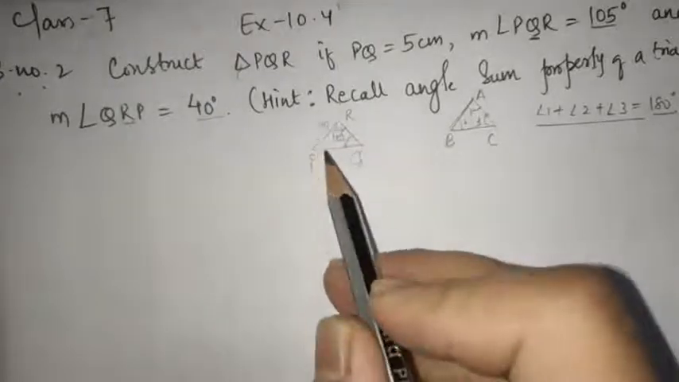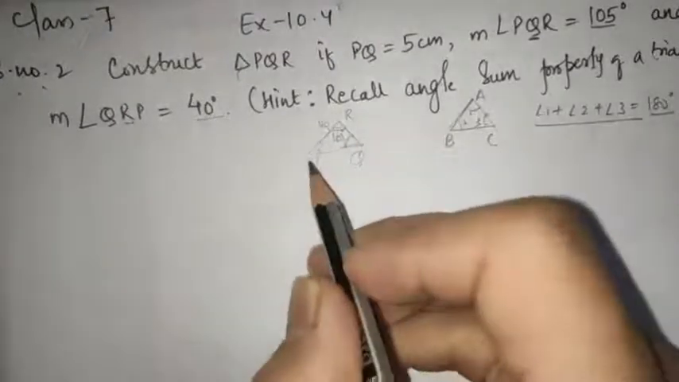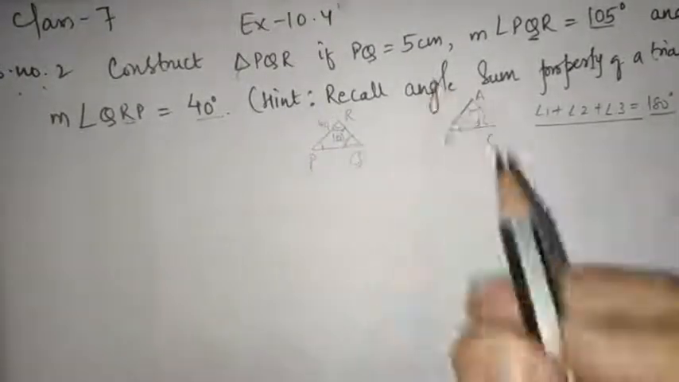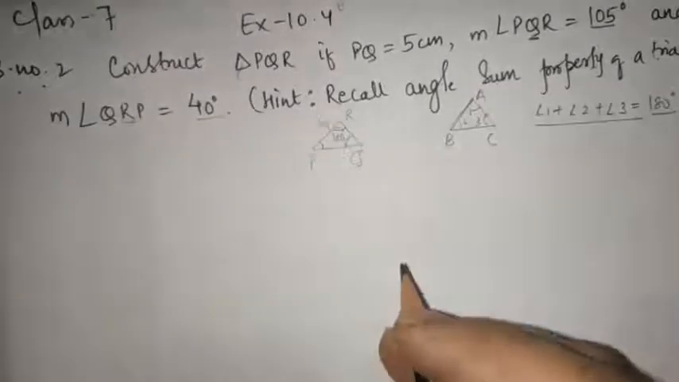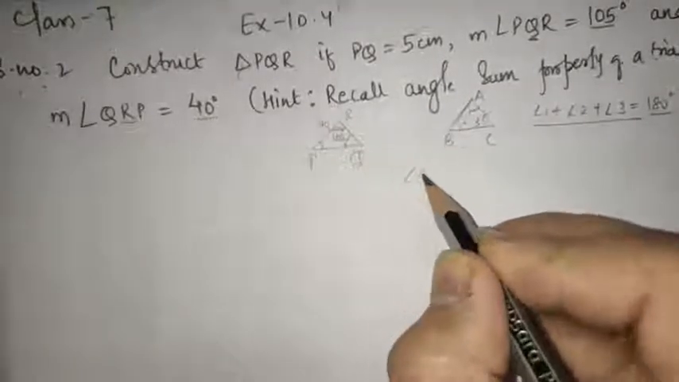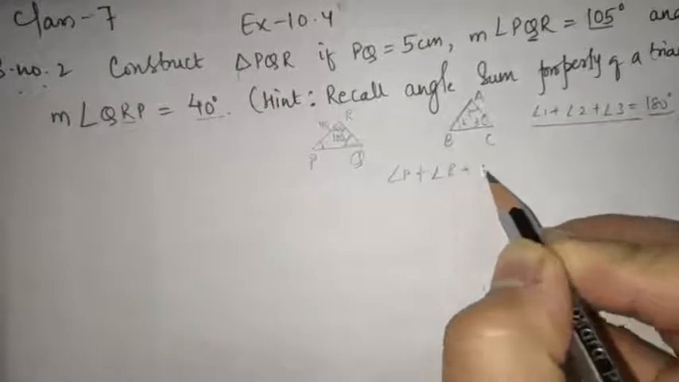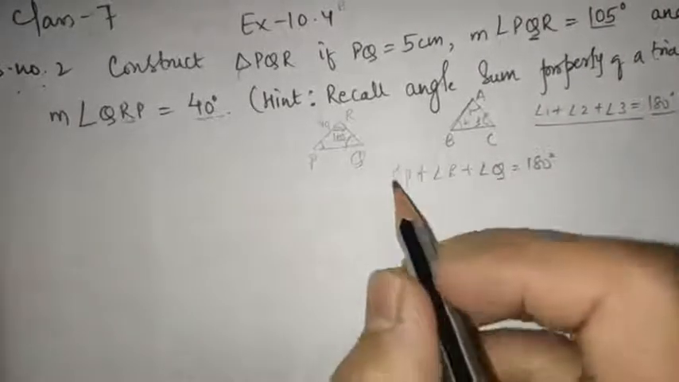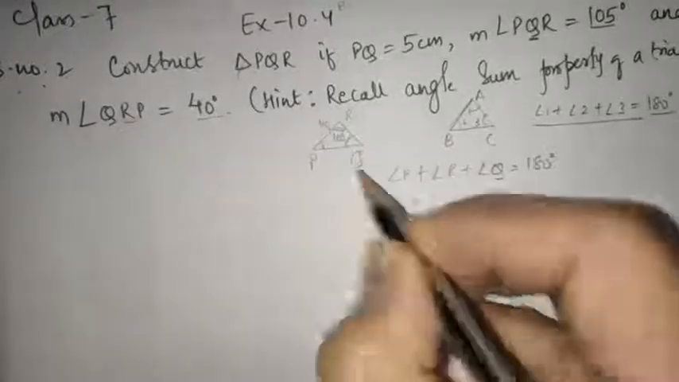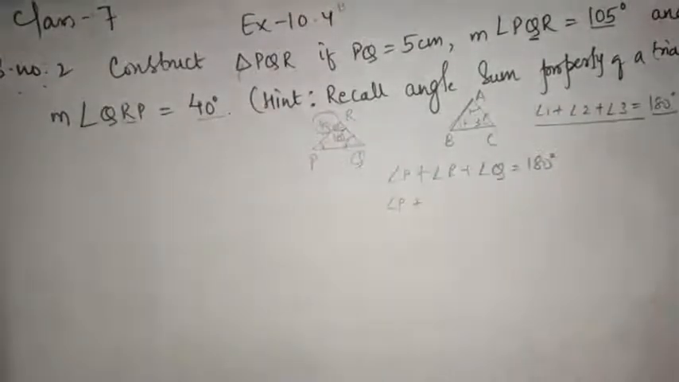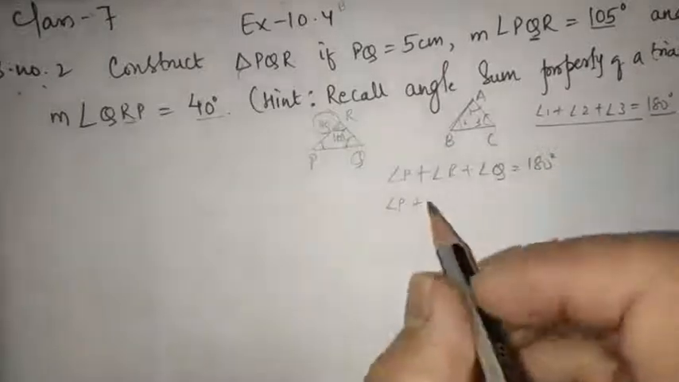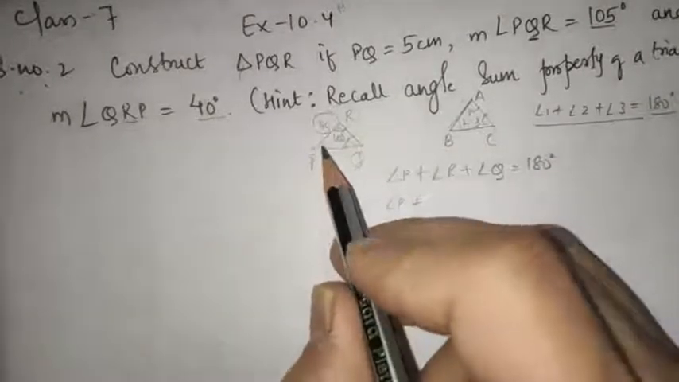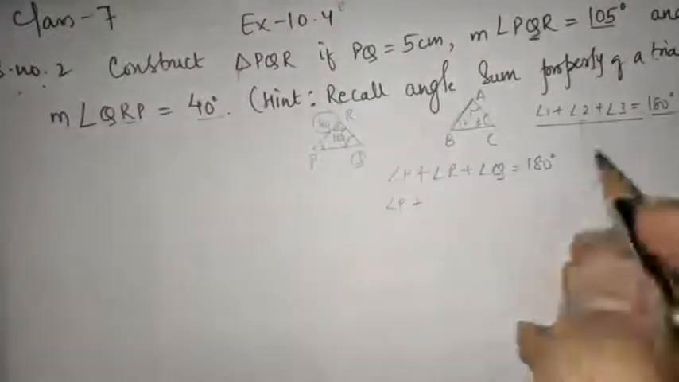Now we don't know what is the value of P. Now using angle sum property we can find angle P value. Right, so let us write like this: angle P plus angle R plus angle Q is equal to 180 degree, which is angle sum property. Angle P we have to find. Now this 40 is not a big thing. Just you have to note down the angle P, then your triangle will be made.